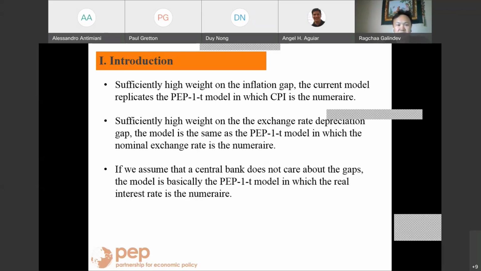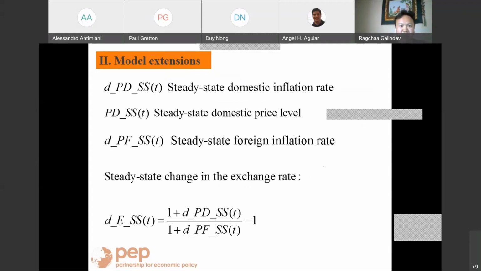If a sufficiently high weight is attached to the inflation gap, the current model is going to replicate the real CG model in which the consumption price index is the numeraire. Or we can attach a very high weight on the exchange rate depreciation gap. The model is then the real model in which the numeraire is the nominal exchange rate. Or we can assume that the central bank doesn't care about any gaps. The model is basically the standard model in which the real exchange rate is the numeraire. By the way, this PEP standard model is a very standard CG model, with all the things we know about the CG model.